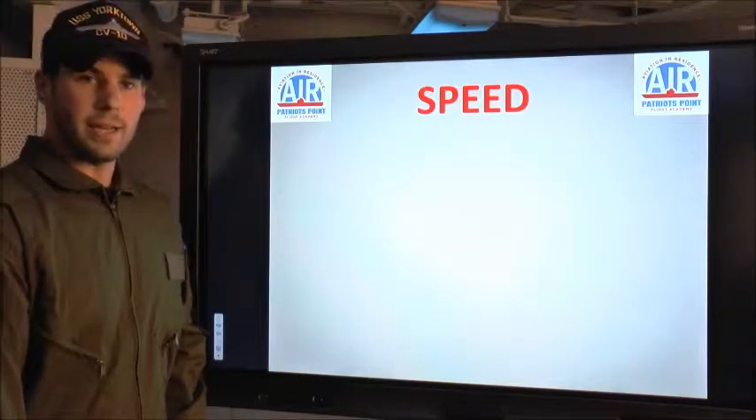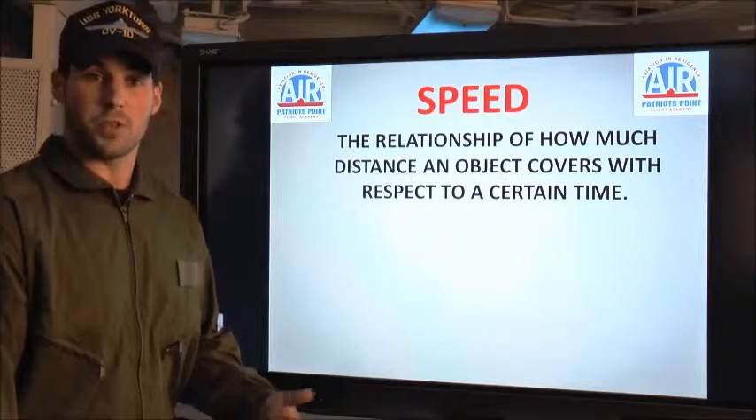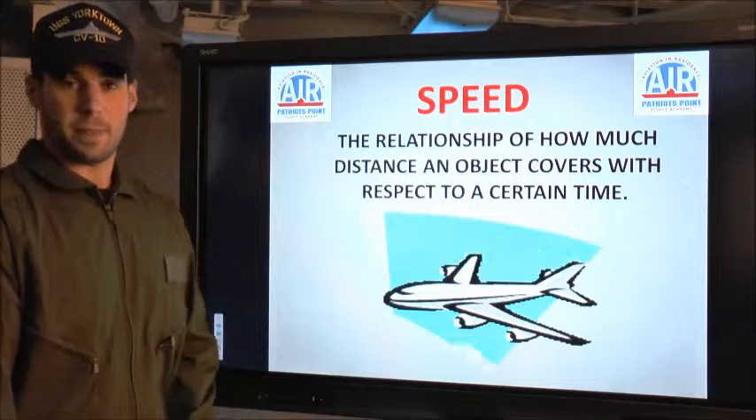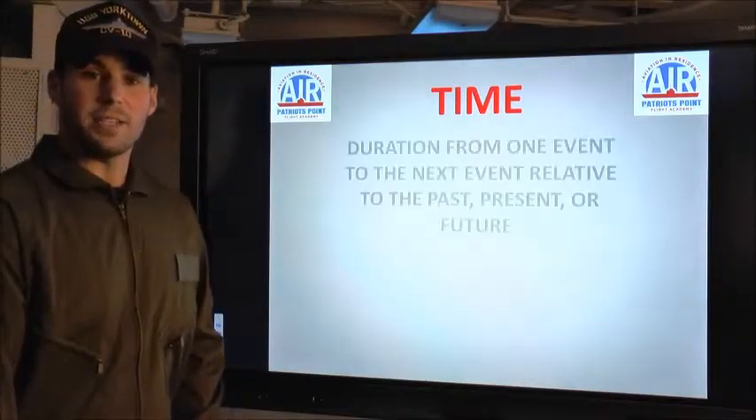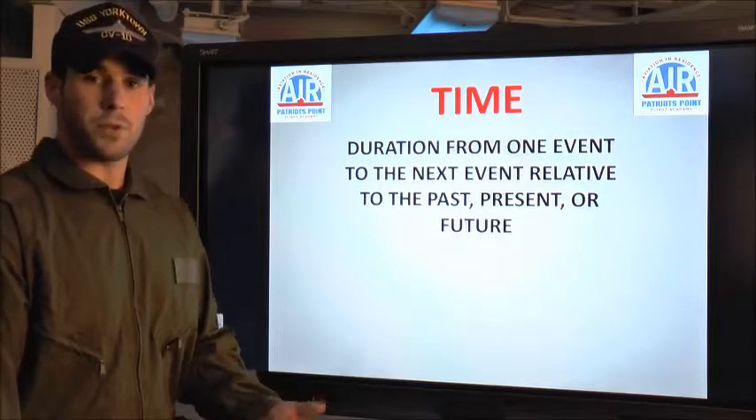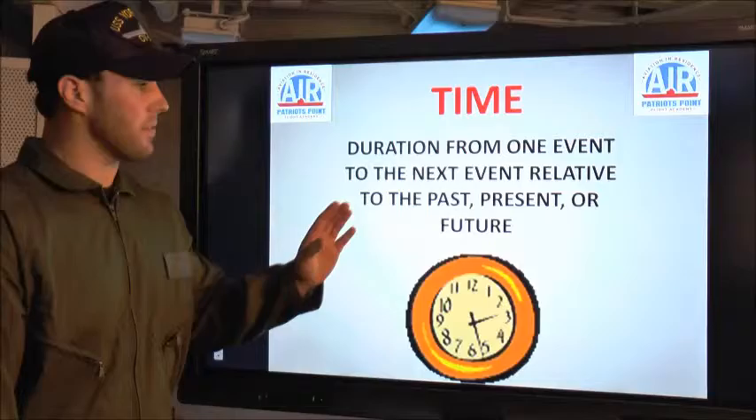Now, what is speed? Speed is the relationship of how much distance an object covers with respect to a certain time. As you can see, it closely correlates with distance. Now let's talk about our third element, which is time. Now, time is a duration from one event to the next event relative to the past, the present, or the future. Let's see how all of these elements work together to figure out each specific part.